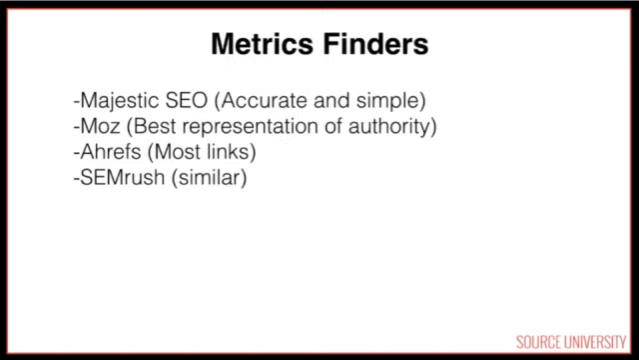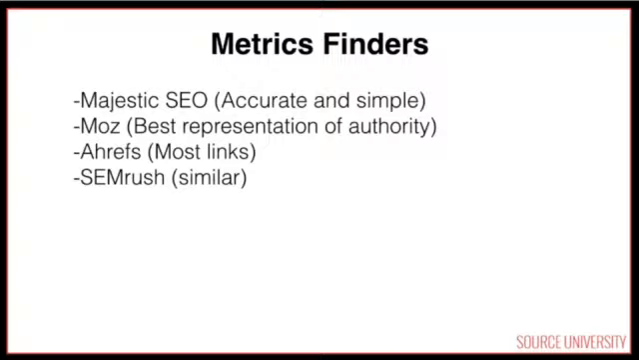Now, really quickly, people will constantly refer to metrics all the time. A lot of people just look at Majestic and Moz. That works. Majestic is a metrics finder. You can throw a site in there, and it will give you the metrics. Moz is a metrics finder. Their Open Site Explorer is a metrics finder. And there's also stuff like Ahrefs and SEMrush.